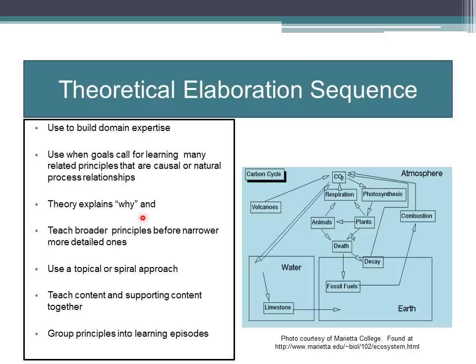Again, teach the broader principles first, then the more narrowed ones, and then you group principles into learning episodes. As you can see from our example, teaching the carbon cycle is the broadest principle. Thereafter you teach why photosynthesis occurs, why the plants need photosynthesis and how they benefit, the respiration, and thereon until you reach the most narrow possible detail.